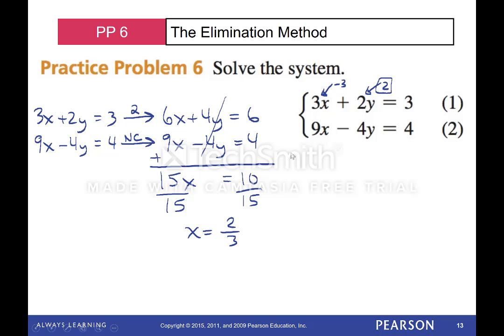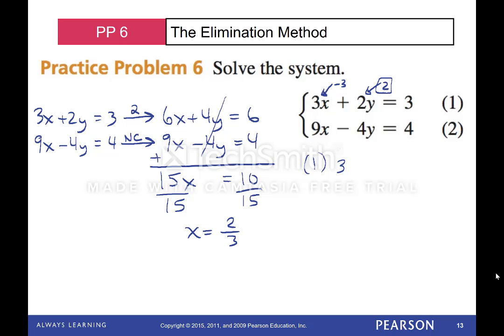All right, so now I have a choice. You can plug into the top original, the bottom original. You could also plug into the equivalent equation. That's 6x plus 4y equals 6. That would have been okay to plug into as well. So any one of those, whichever one you like.